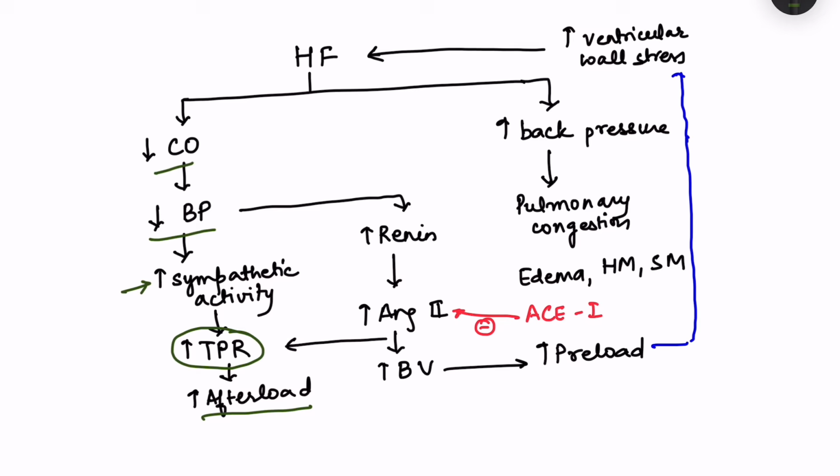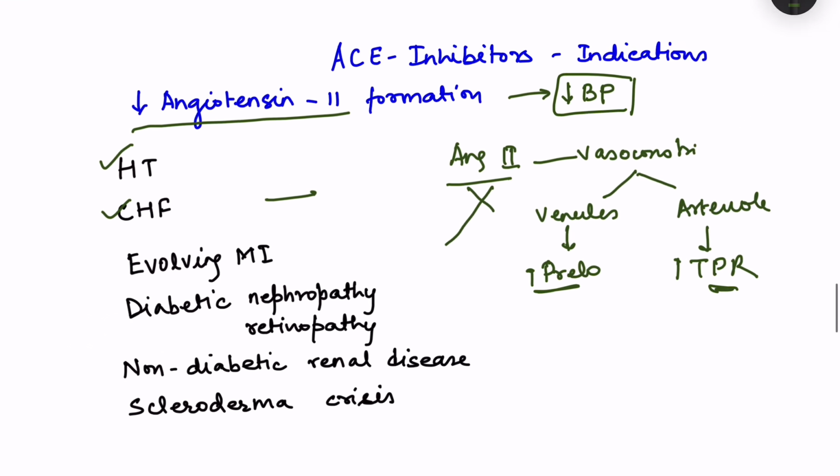So this increased afterload has to be stopped, and that is done by ACE inhibitors because angiotensin 2 formation decreases. Angiotensin 2, we have seen, increases the sympathetic activity, increases TPR. So we have to block this. Then angiotensin 2 also causes an increase in the blood volume, causes sodium reabsorption from the kidneys because of the aldosterone release. So there is an increase in the preload as well. Again, in the beginning it is good for the heart, but over a period of time it increases ventricular wall stress. So ACE inhibitors block this as well. So they control the preload and the afterload in congestive heart failure. So that is the second indication.